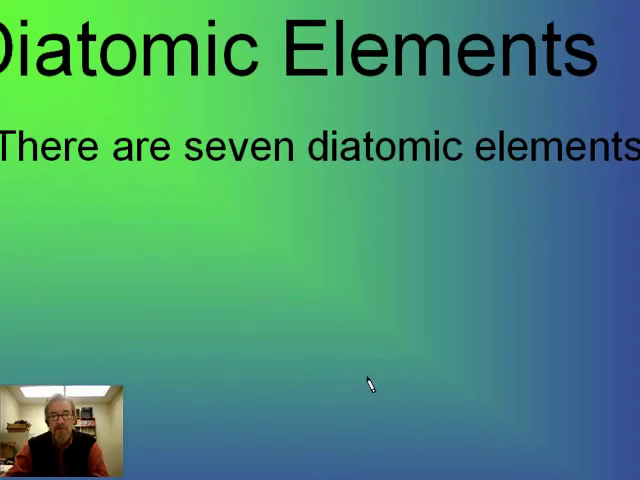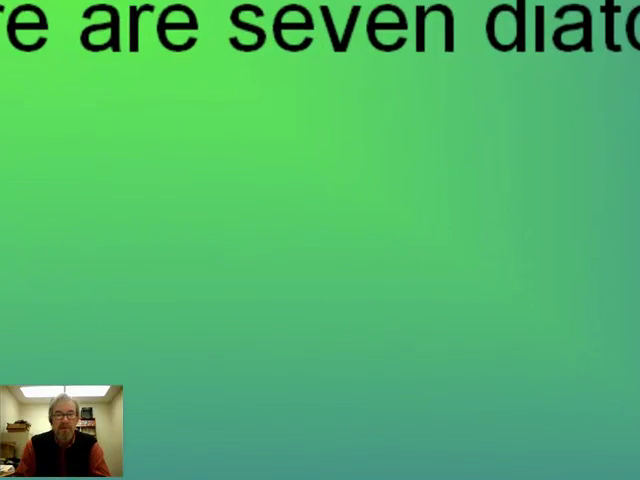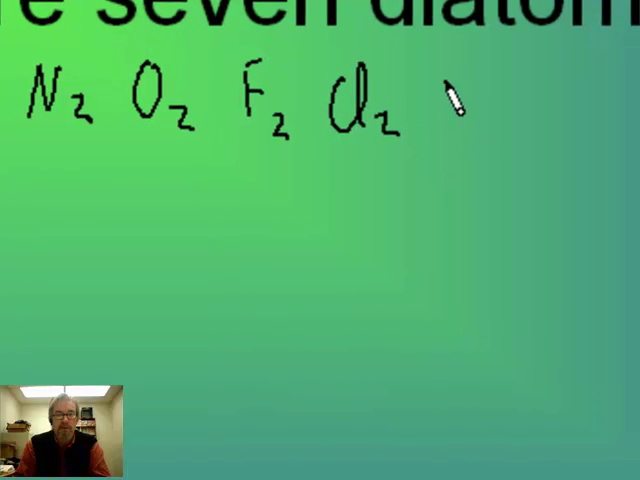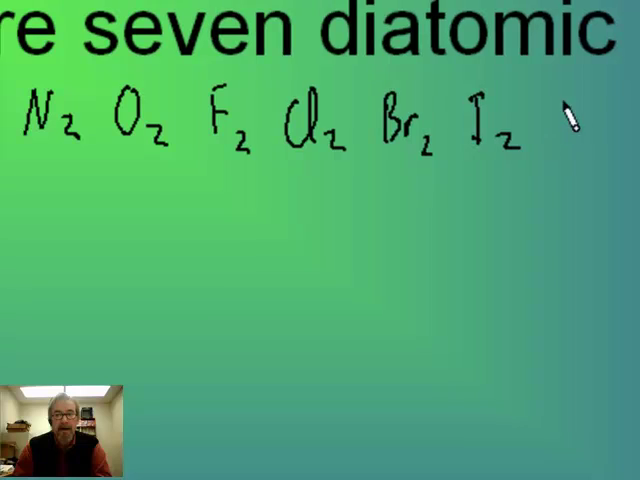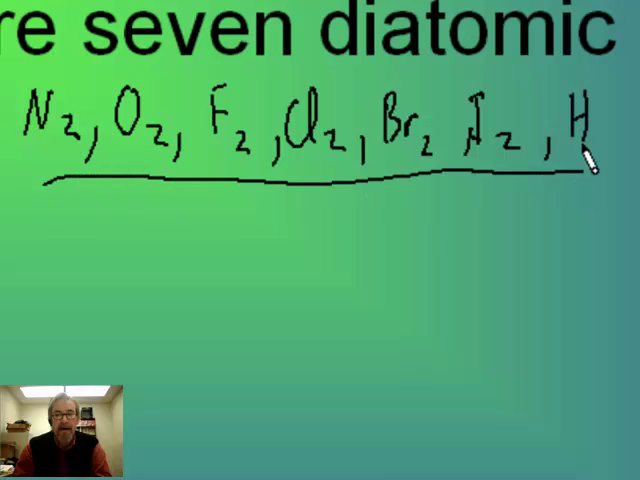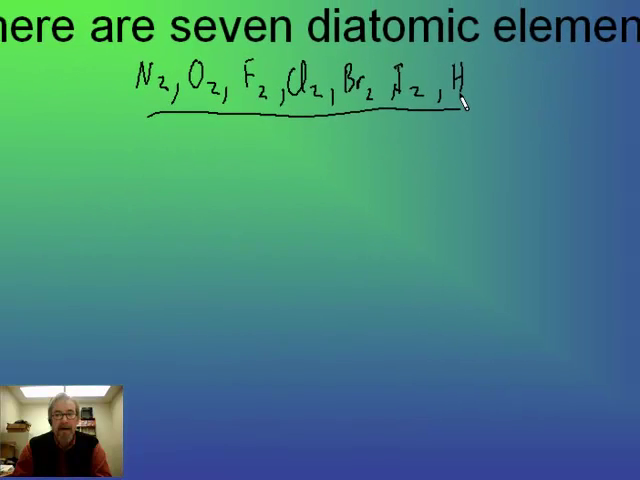There are 7 diatomic elements, and here's what they are. Nitrogen is 1, oxygen, fluorine, chlorine, bromine, iodine, and hydrogen. Those are our 7 diatomic elements. Now you're going to have to know that list. You're going to have to memorize it, but it's actually fairly easy to memorize.